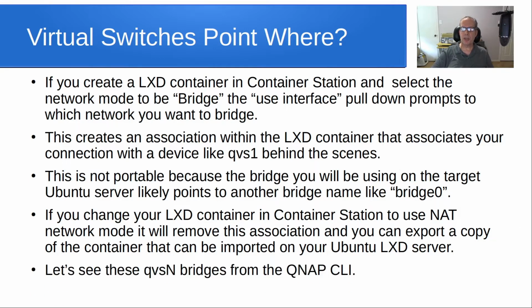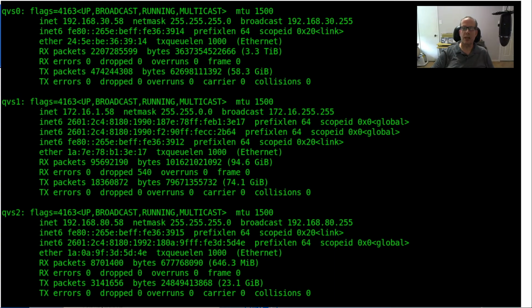So let's see these QVS bridges from the QNAP CLI. So again, as a reminder, the QVS type devices look like this. So these are the virtual switches. I have QVS 0, QVS 1, and QVS 2 on one of my NASs. And unlike the ETH device, notice these bridge devices have TCP/IP addresses. And I made a convention where I statically addressed these bridges at address 58.